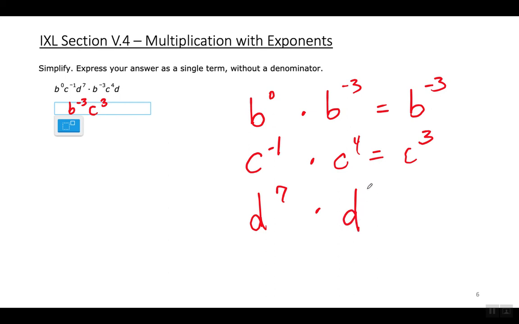Remember, if there's no exponent, there's an invisible 1. Recuerden que si no hay un exponente, hay un 1 invisible. So this is going to give me d to the 8th power. And that's my answer. Ahí está mi respuesta.